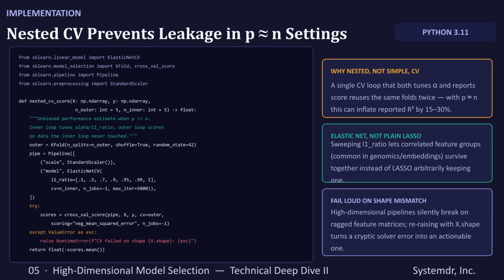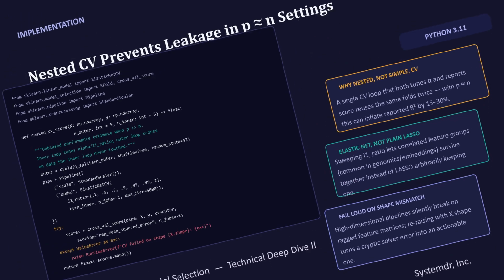And finally, look at that try-except block wrapped around the cross-validation call. This isn't decorative. High-dimensional pipelines fail in genuinely confusing ways. Singular matrices, NaN propagation from sparse columns, and re-raising the error with the actual shape of your input array turns a cryptic solver stack trace into something an on-call engineer can actually act on at 2 in the morning.